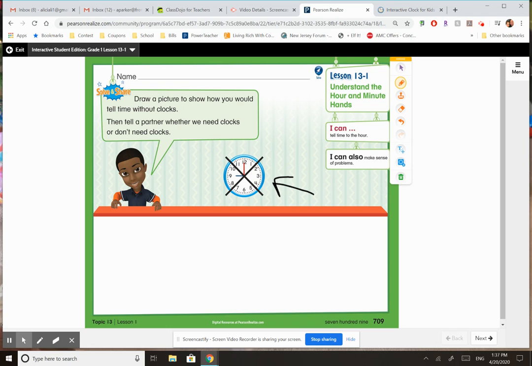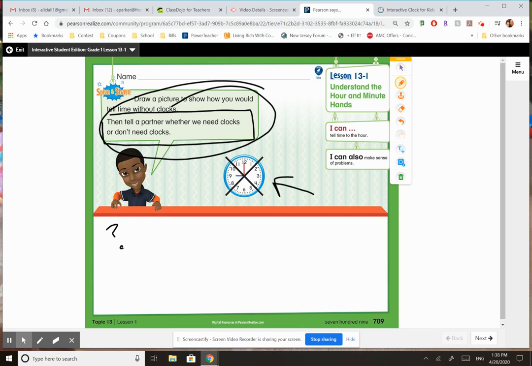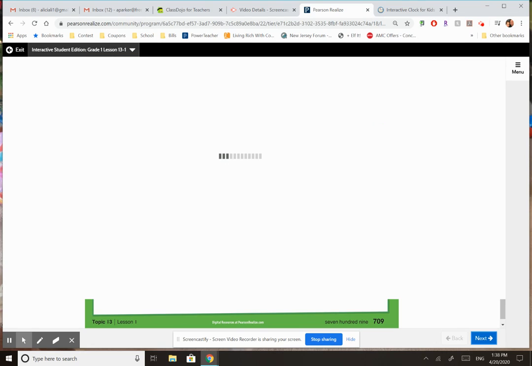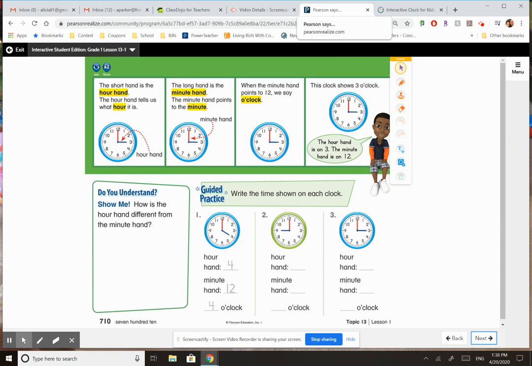For this one, the show and share, you can talk about it with someone at home. I want you to draw a picture of how you would tell time without clocks. So if you didn't have a clock, how would you know what time it is? Use your words and tell me. And once you tell me a little bit about that, then tell me, do we need clocks or don't need clocks? What do you think? In our world, do we need clocks or not? All right, let's look at our inside.